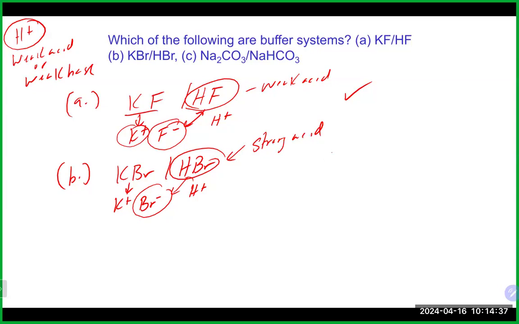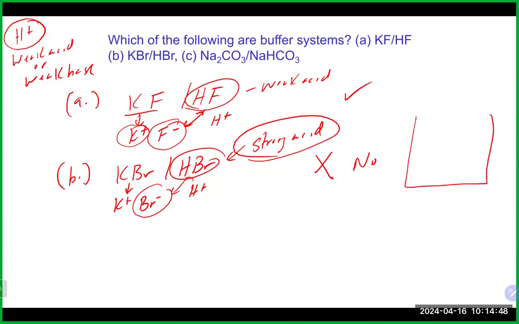This is not going to be a buffer, right? And that is because it's a strong acid. So you cannot have a buffer made up of a strong acid. Once again, if you just look in the beaker, if you put all those things in, this is pretty much what you would have, H plus and Br minus. And if you put the KBr in there, you would have K plus and Br minus. You essentially have just the conjugate base part, no acid part. So it will not be able to function as a buffer in this case.